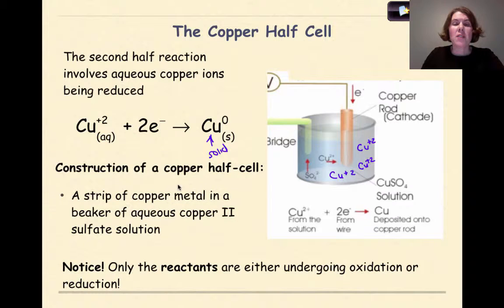So what do we need to have to construct a copper half cell? We need a strip of copper metal and a beaker of aqueous copper 2 sulfate solution. Now remember, just like before, when I say to you, okay, what's being oxidized, what's being reduced, only the reactants are either undergoing oxidation or reduction. So when I look at my half reaction right here, it's the Cu+2 from the solution that's being reduced, and that's really important to remember.